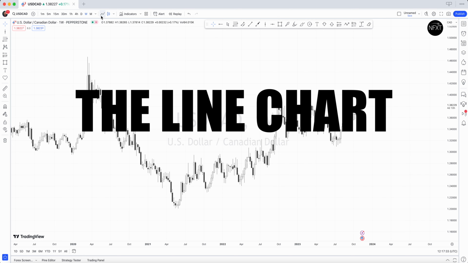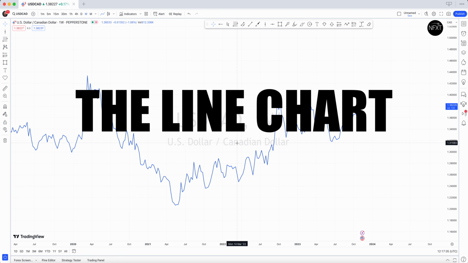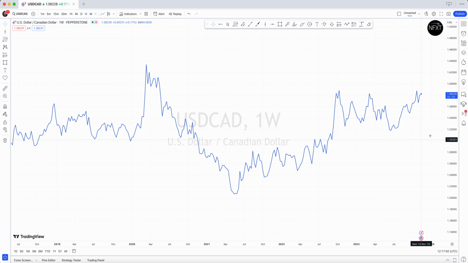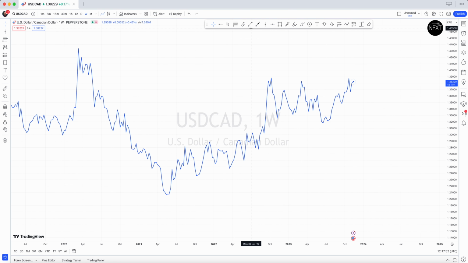So what we're going to do is add the line chart. Now we're on the US dollar CAD weekly time frame here. I'm going to walk through this pair on a weekly time frame and how I'd look for a setup on a 4-hour time frame as well, using the line chart with supply and demand zones. So the first thing I'm going to look at is understanding the line chart with a breaker structure.